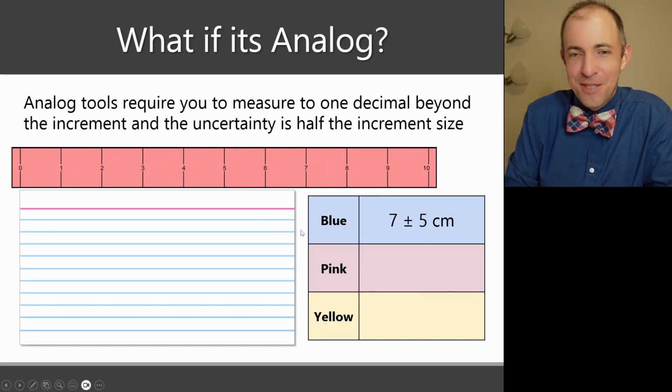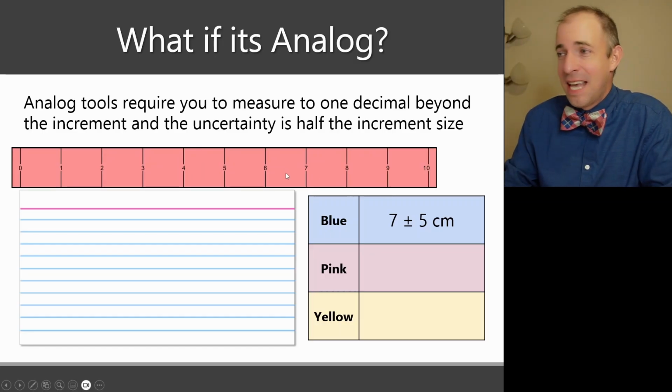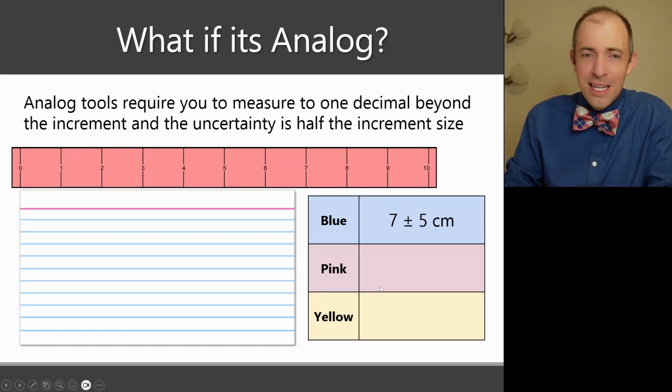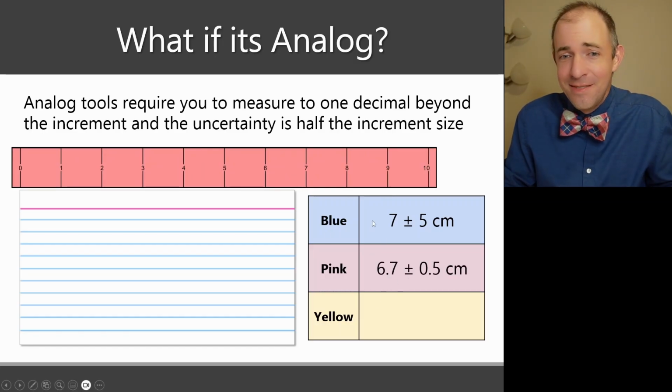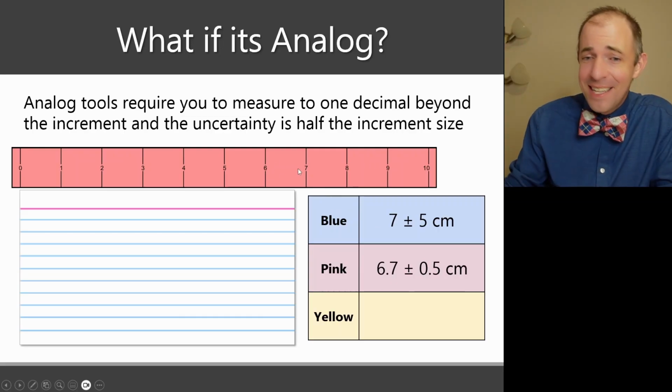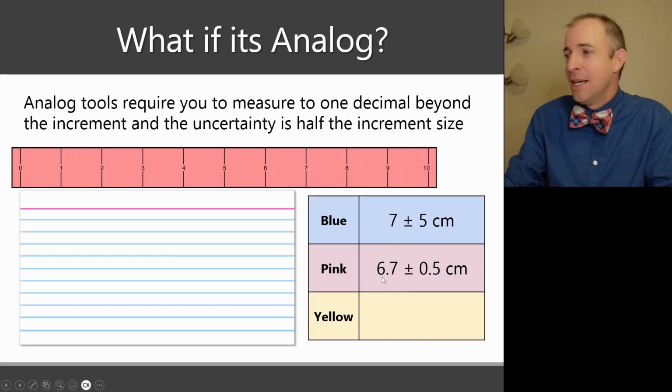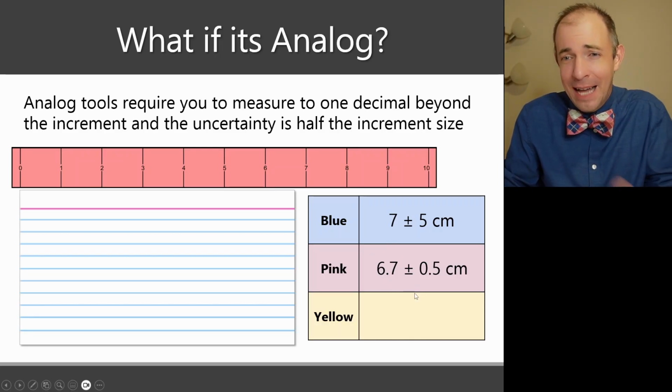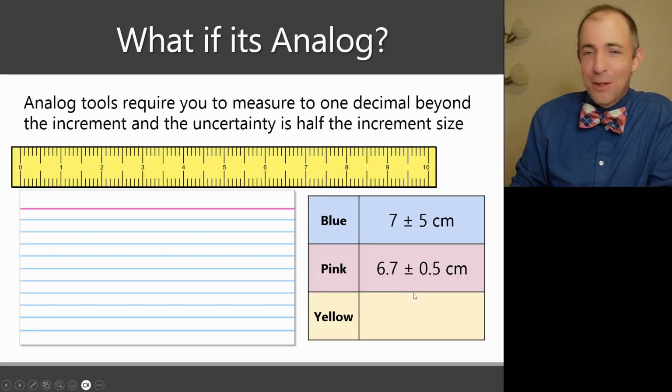So if I change my ruler to this, okay, I see it's not 7, it's somewhere between 6 and 7. So let's call that 6.7. Now my increment size is 1. Half of that size is 0.5. So we'll say 6.7 plus or minus 0.5 centimeters. Now we'll do it one more time.